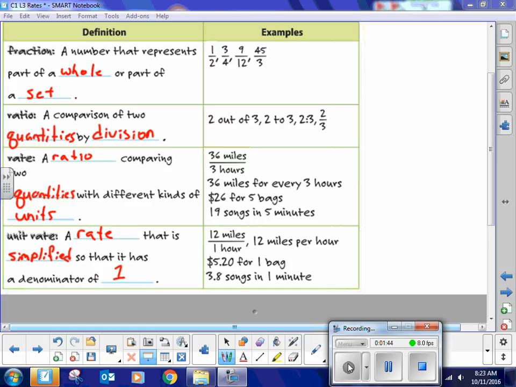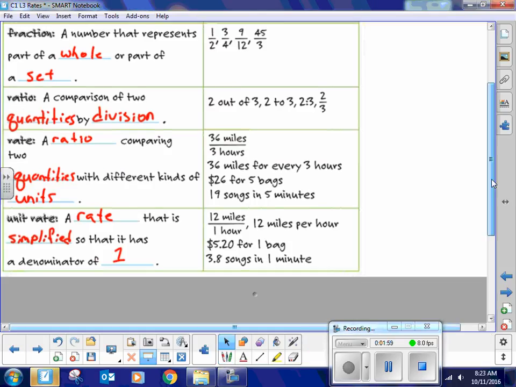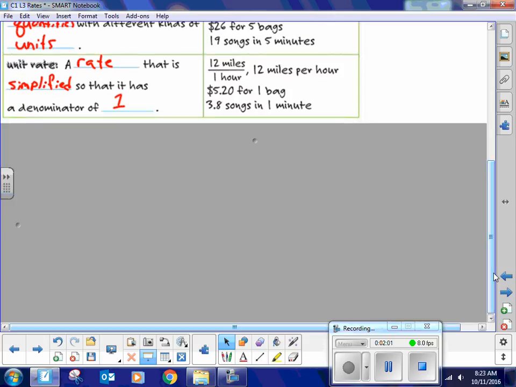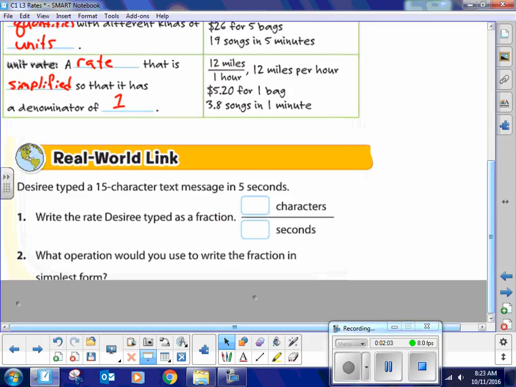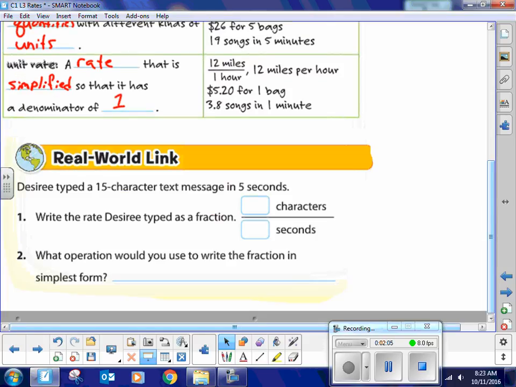A unit rate is a rate that is simplified so that it has a denominator of 1, such as 12 miles in 1 hour, or 12 miles per hour, $5.20 for 1 bag, 3.8 songs in 1 minute. Nothing big, nothing hard, but that's the difference between them all. We've already answered the lesson essential question. This I'd like you to try to do on your own. Go ahead and take a few seconds, pause the video, and try to do this.